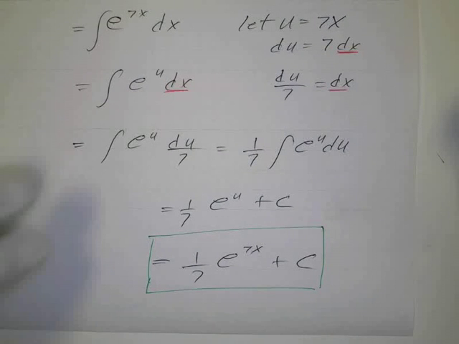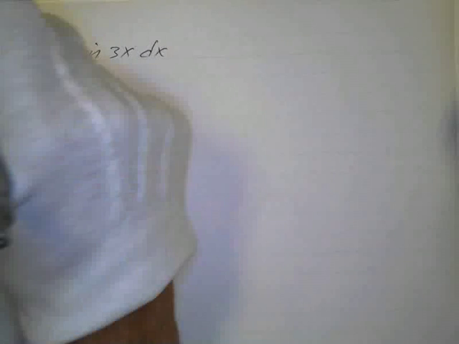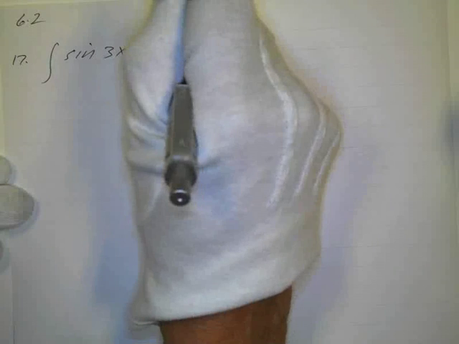Now use the indicated substitution to evaluate the integral, and then confirm your answer by differentiation. All right, so we have number 17. And this is the integral of the sine of 3x dx. So again, I'm going to have to use u substitution. This is 6.2 homework.